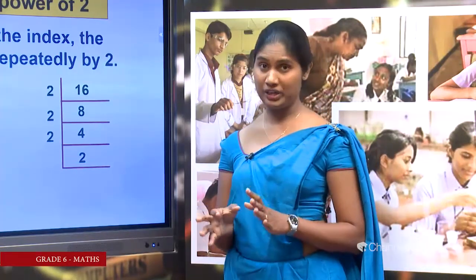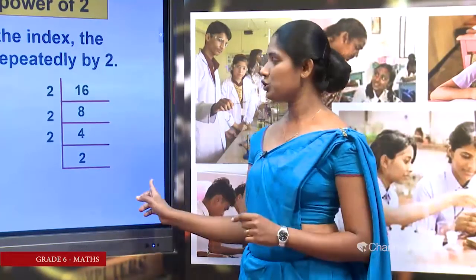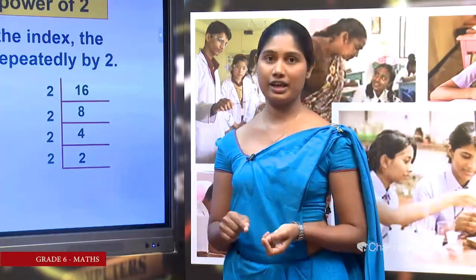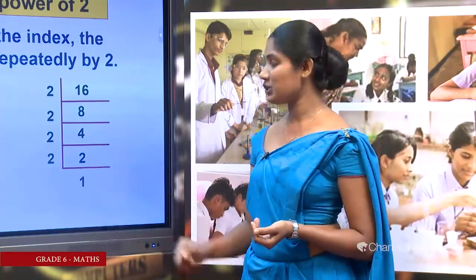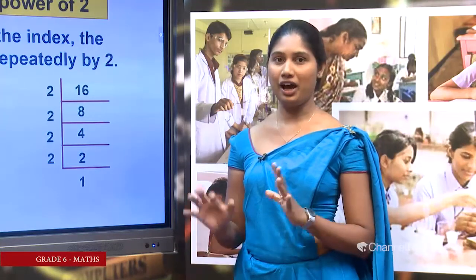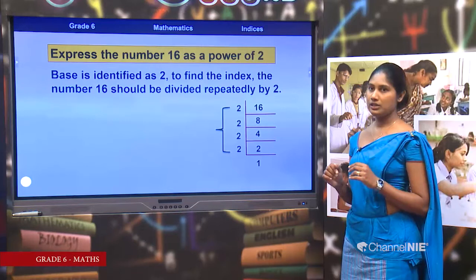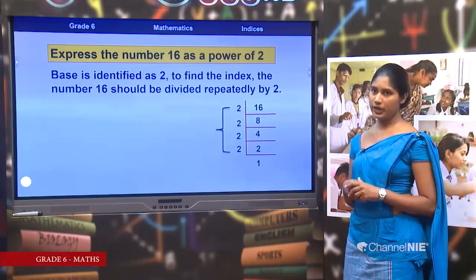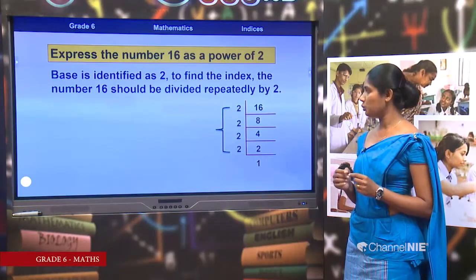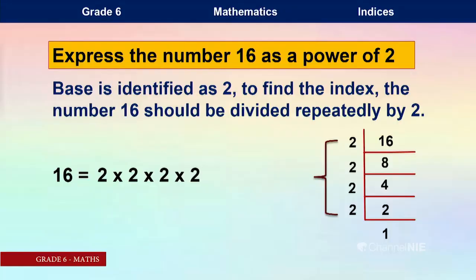You can't stop it because we have to divide until 1. Then 2 also we have to divide again by 2. Then 2 divided by 2, what is the answer? That is 1. Okay, now we can use these 2's to write the answer. How many 2's you can see? 1, 2, 3, 4. Then we can write 16 using those numbers as a product.